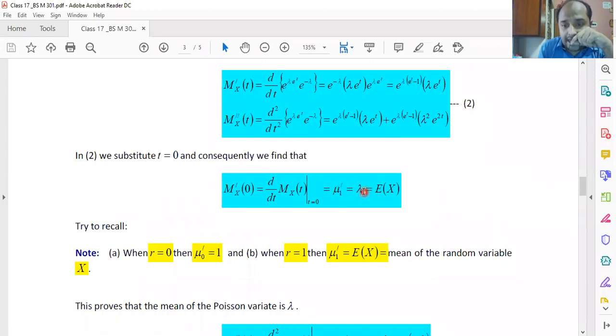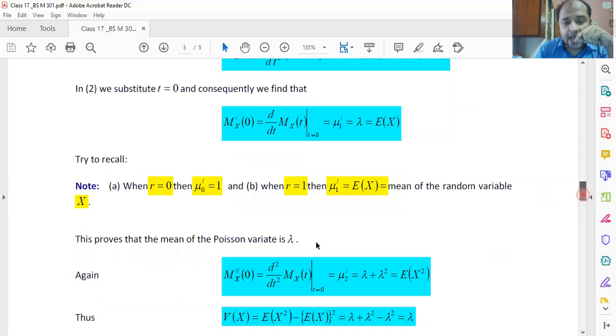So, lambda is the expectation of capital X, and that is the mean of the Poisson variate. First of all, we have derived the moment generating function of the Poisson variate, and out of that we have extracted the mean. So we have evaluated one of the statistical parameters of the Poisson variate, that is mean. What is the other statistical parameter of the Poisson variate? Variance. We are going to derive it now.